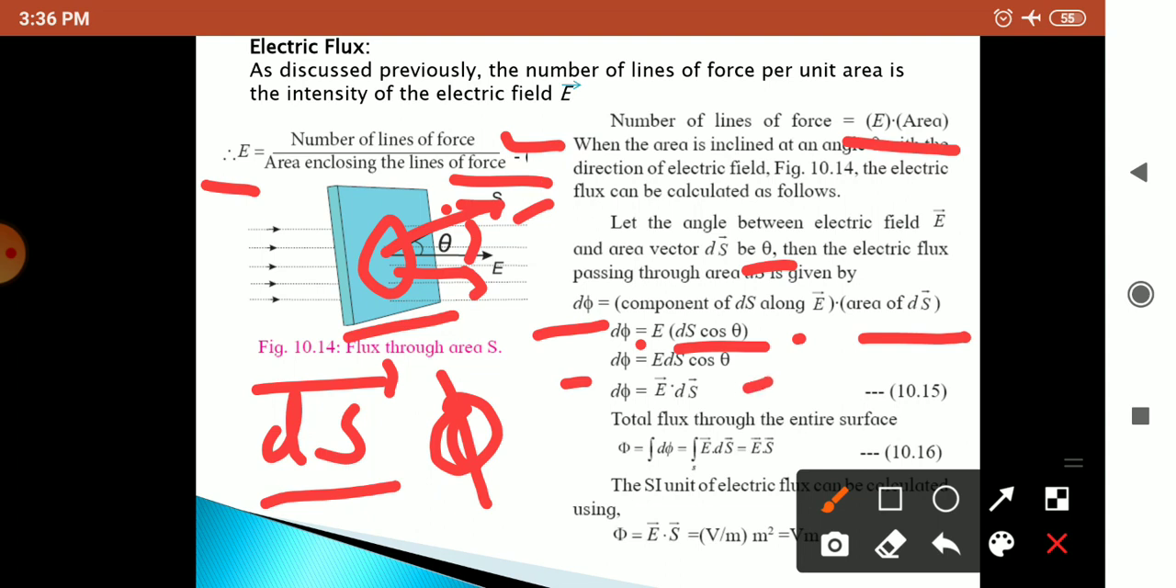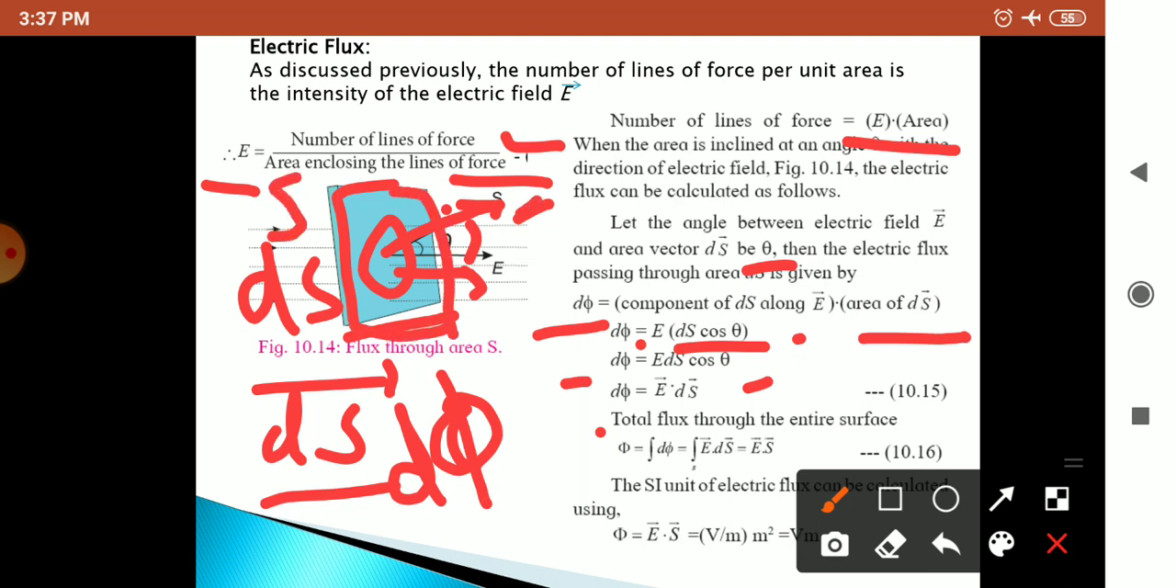Now here, what are d phi and ds? ds is the smallest area which we are going to consider. For that smallest area, the electric flux will again be small, so it is given by d phi. So d phi is equal to E into ds. This is for the small area which we are considering as ds, out of the whole area S. For the smallest area ds, its electric flux will be d phi.